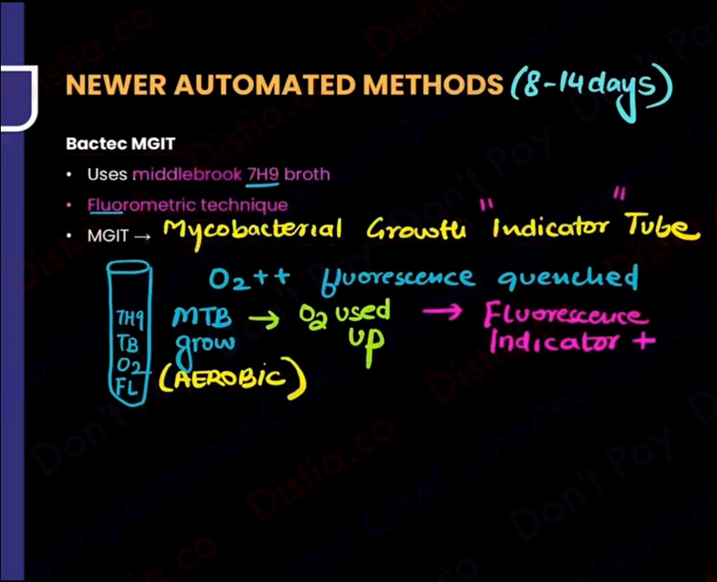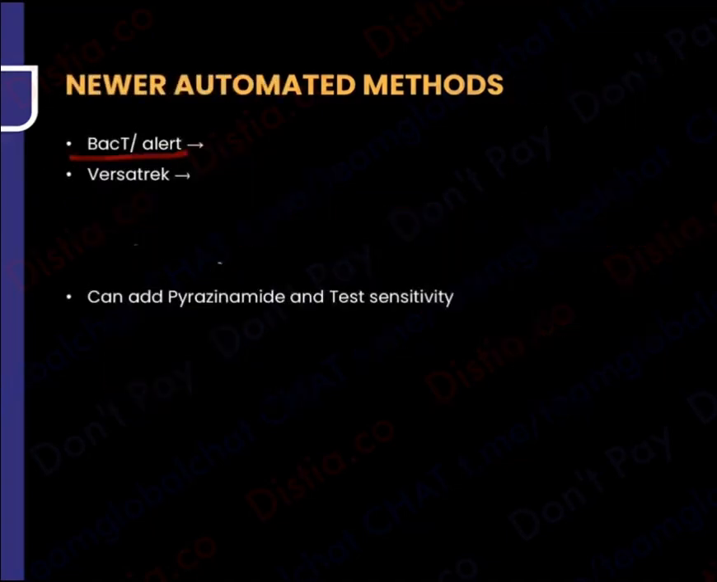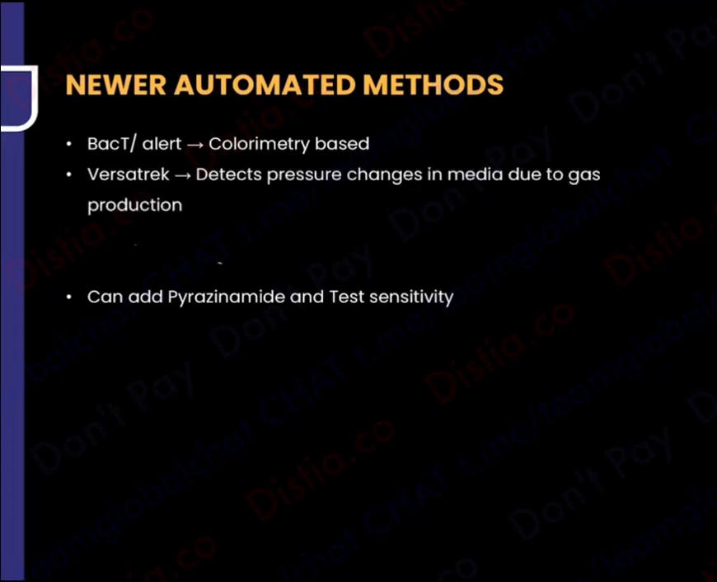Similarly, you have other machines, guys. There is something known as Bacti-Alert. Bacti-Alert works on color change. It is a colorimetry based method. There's something called Versa-Trek. Look, to trek you need a lot of strength, right? So Versa-Trek is going to measure your pressure changes. So remember, Bacti-Alert is color based and Versa-Trek is going to be pressure related changes.